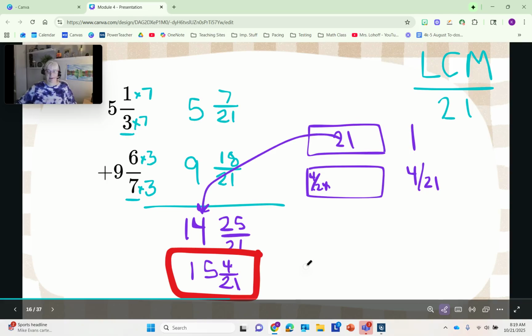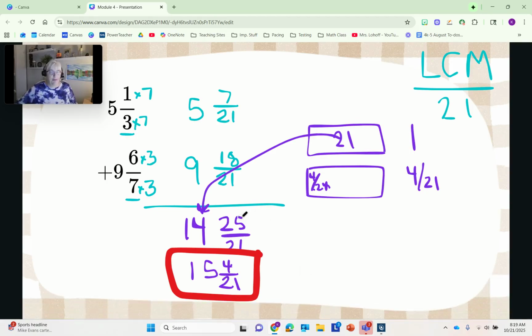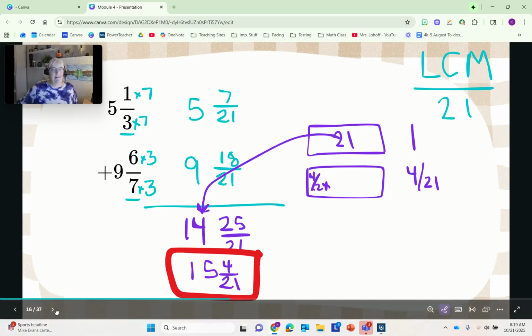And that cannot be reduced. So be on the lookout for improper fractions. Be on the lookout for fractions where the top number is bigger, because it means you've created at least one more whole unit to add to that whole number. All right, that's it for this lesson.